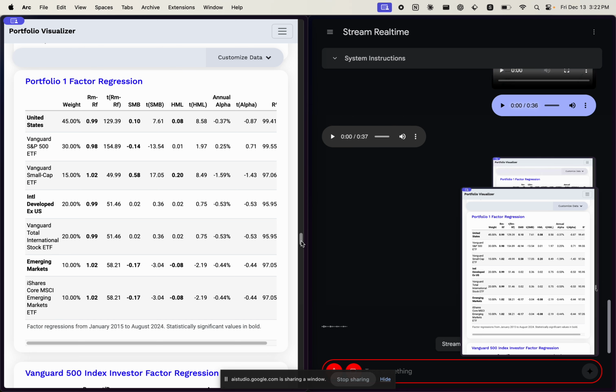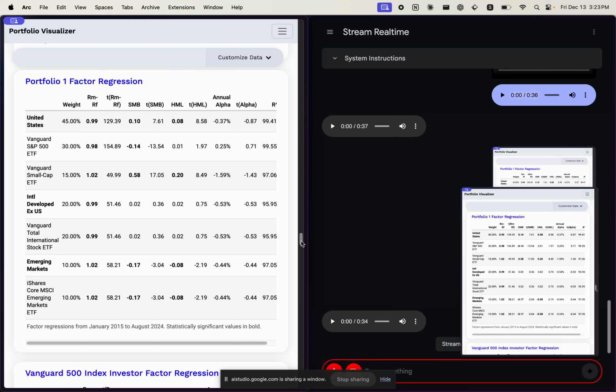Certainly. The minus 0.53% annual alpha for international developed ex US means that this specific investment within your portfolio underperformed relative to what would have been expected given its exposure to the market, size, and value factors by minus 0.53% on an annual basis. This can also be referred to as negative alpha. It indicates the stock selection and strategy used for this particular portion of the portfolio was not effective, given the other factors it is measured against. Does this help clarify what the annual alpha means?